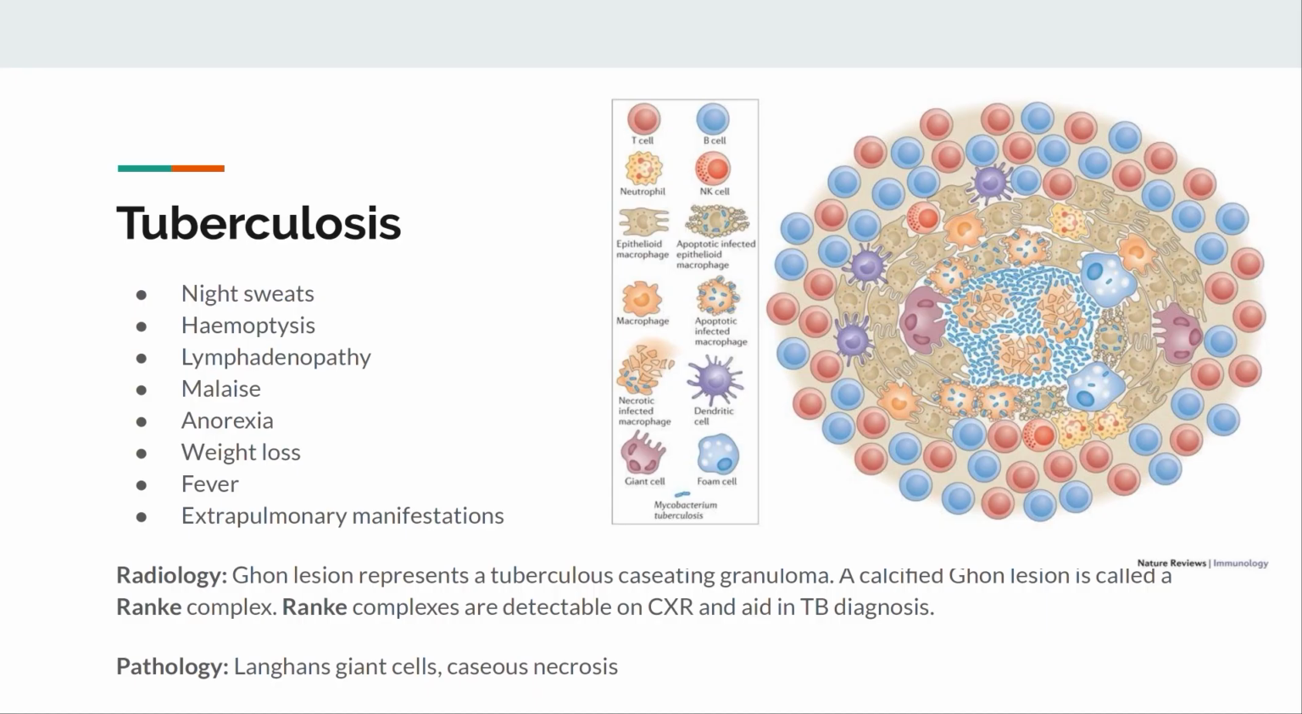This is what a TB granuloma looks like on the right. So you've got the macrophages and bacteria in the middle, surrounded by Langerhans giant cells and T helper 1 cells like a halo on the periphery. The general symptoms look a lot like cancer: night sweats, hemoptysis, lymphadenopathy, malaise, anorexia, weight loss, and fever. But generally speaking, people with latent TB have no symptoms, and people with early active TB might not even notice that they have it for quite a while.